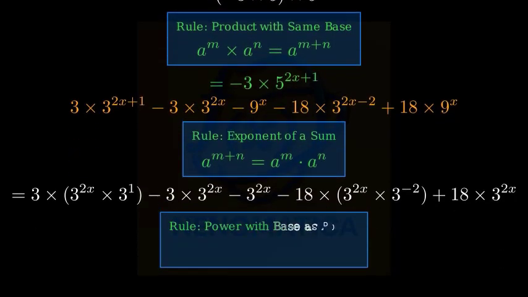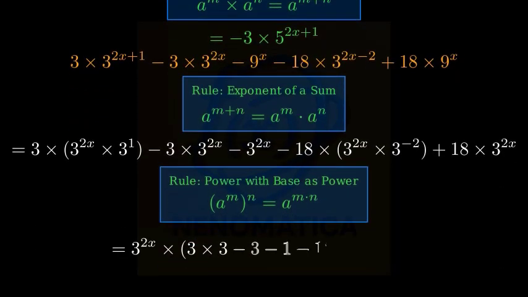For the third term, 9 to the power of x, we can rewrite this as 3 squared to the power of x, which equals 3 to the power of 2x. For the fourth term, 18 times 3 to the power of 2x minus 2, we can rewrite this as 18 times 3 to the power of 2x times 3 to the power of negative 2. For the last term, 18 times 9 to the power of x, we can rewrite 9 to the power of x as 3 to the power of 2x, giving us 18 times 3 to the power of 2x.